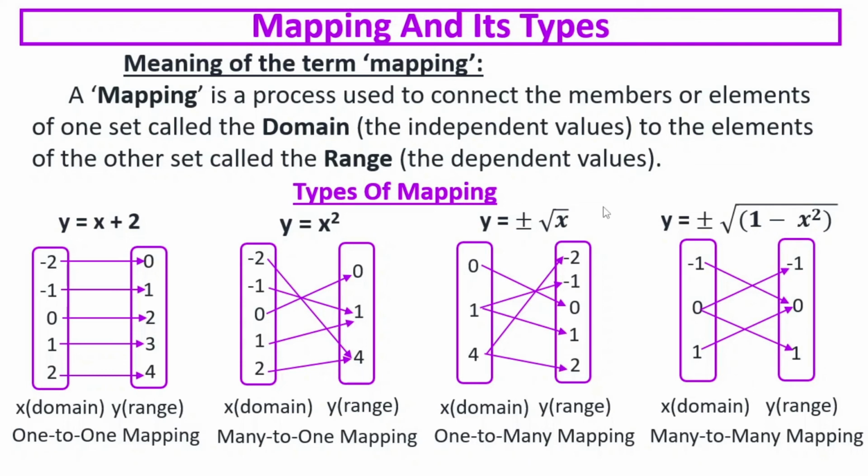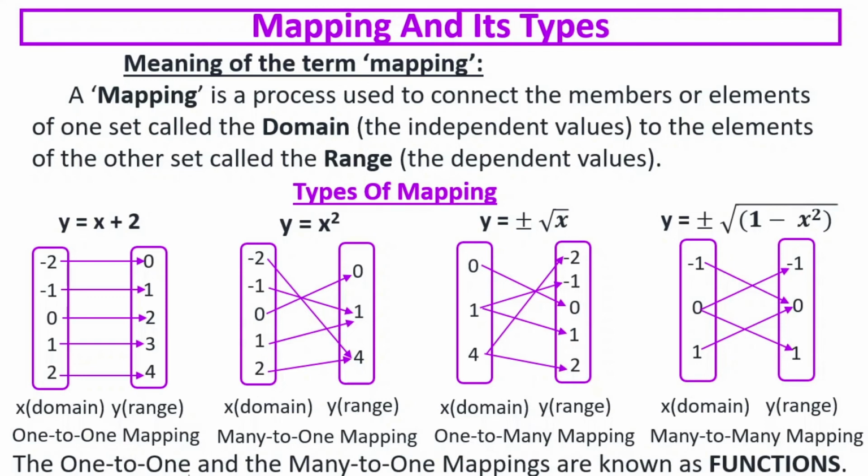And the processes are given by these equations. Okay? Now, finally, the one-to-one and the many-to-one mappings are known as functions. The first one and the second one, they are known as functions. The third one and the fourth one, they are not functions. Now, these are all algebraic expressions. But certain algebraic expressions are termed as functions. Not every algebraic expression is a function.